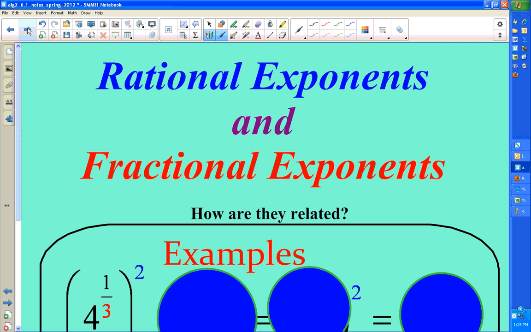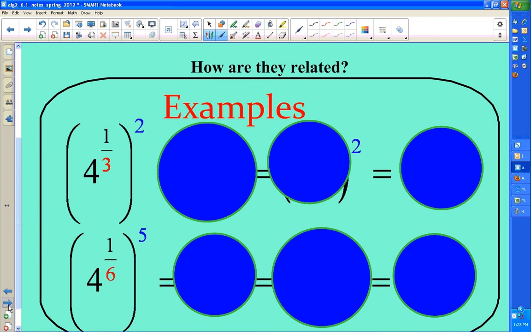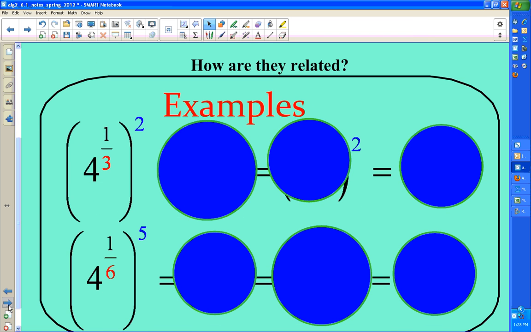Okay. So now, rational exponents or fractional exponents, how are they related? How do radicals come into play? This is 4 to the 1 over 3 power. The number on the bottom is going to become what? What did we say that would become earlier? The index. So the 3 is going to become the index. The denominator of the fraction. If we're just looking at this, that 3 is going to become the index.